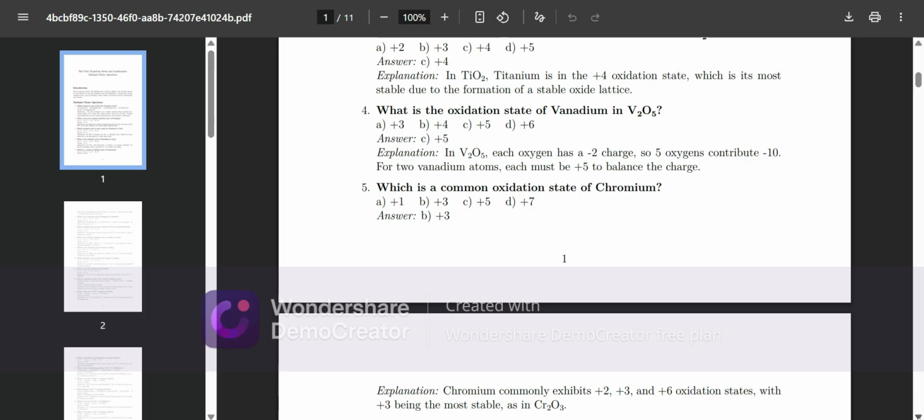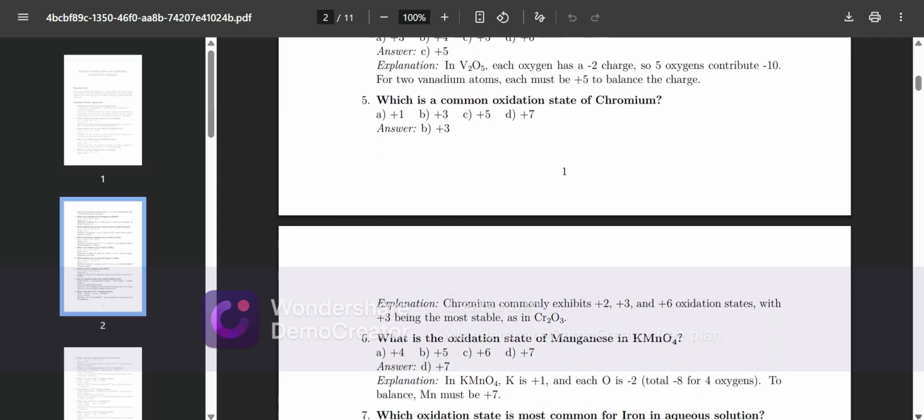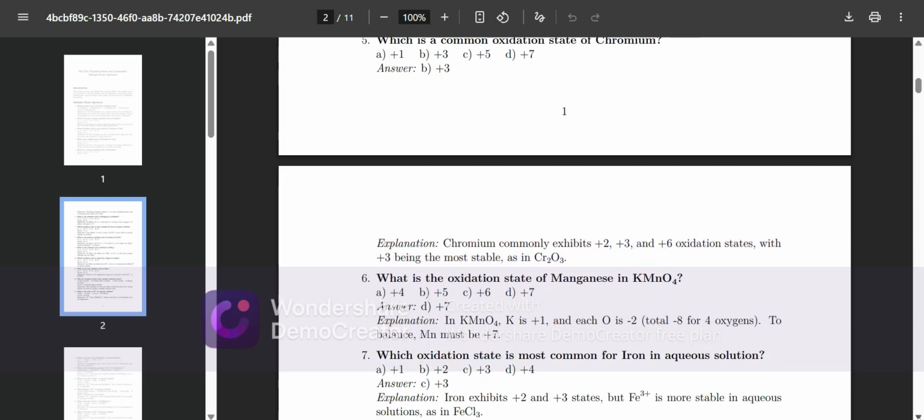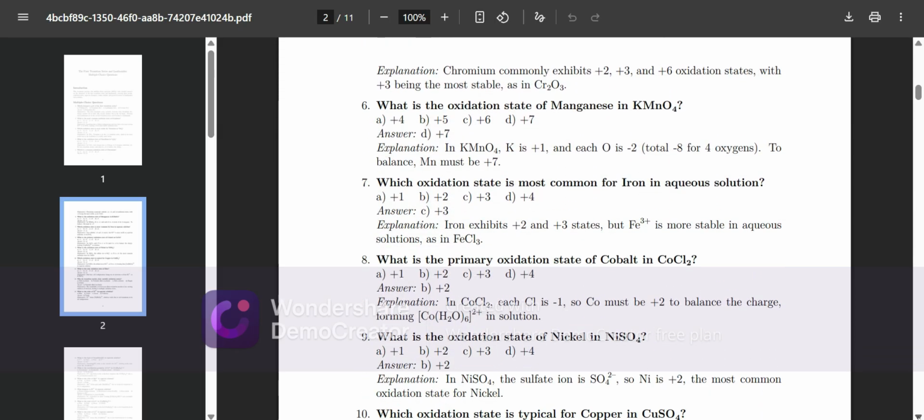Which is the common oxidation state of chromium? Plus 3. Chromium commonly exhibits plus 2, plus 3 and plus 6 oxidation states, with plus 3 being the most stable, as in Cr2O3. What is the oxidation state of manganese in KMnO4? Plus 7. In KMnO4, K is plus 1 and O is minus 2, total minus 8 for 4 oxygens. To balance, Mn must be plus 7.